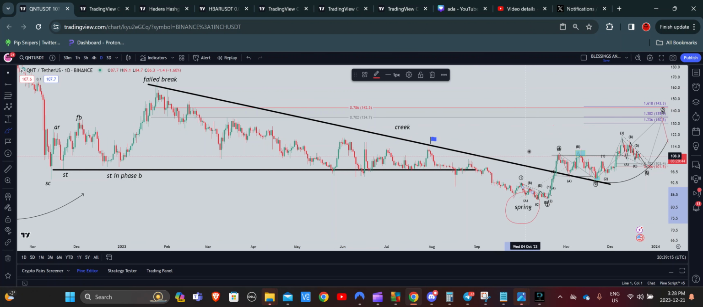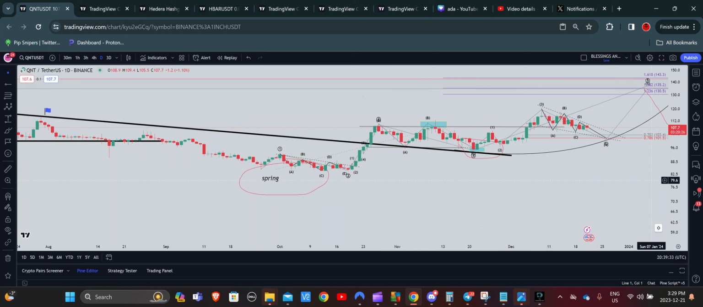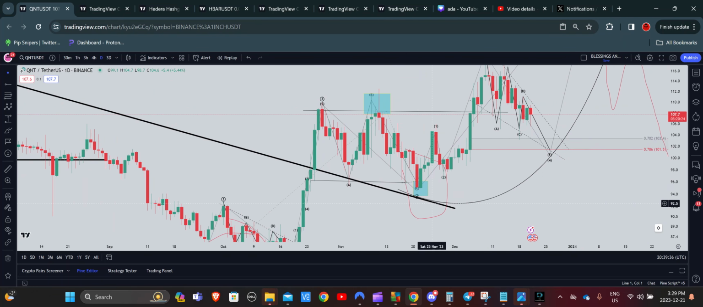After this spring phase, you come up, and you pop up above this range, and you come back down to do a bullish backtest. You see how we came back down to do a bullish backtest of this resistance over here? Right over here.